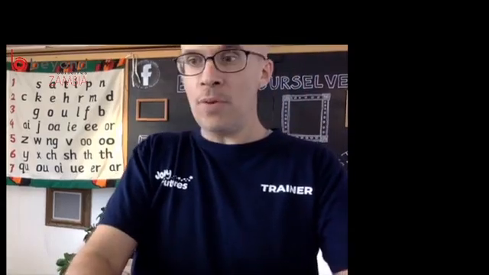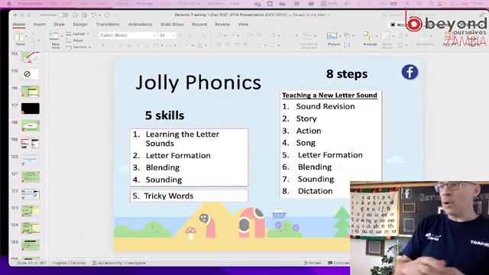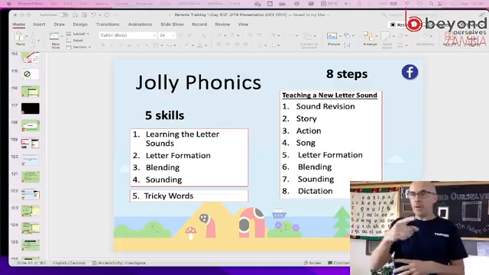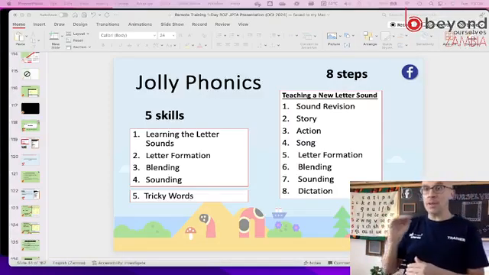And the idea of that is that you get to a point where you're showing us that you are teaching the skills of Jolly Phonics effectively. So if you remember, before, we had a look at this page here. So if I go over to this one here, these 5 skills that are on the far side, okay? Learning the letter sounds, letter formation, blending, sounding, and tricky words.